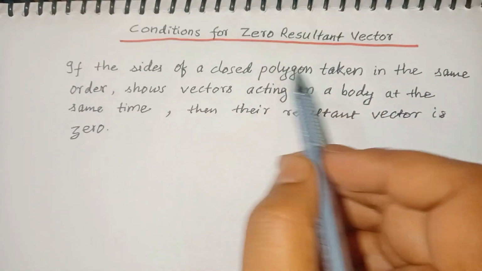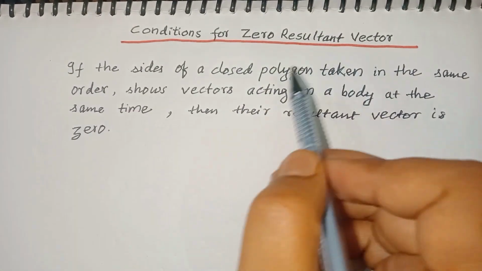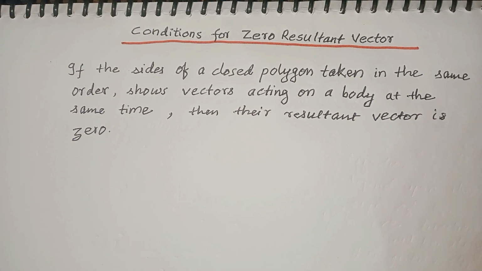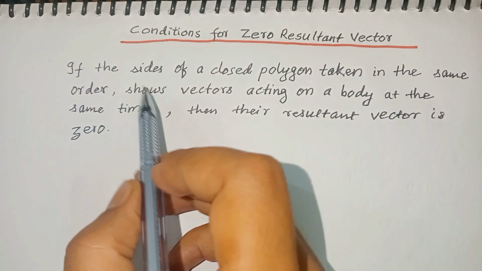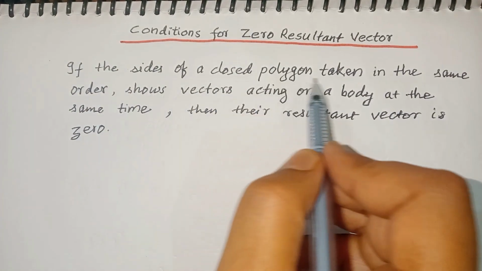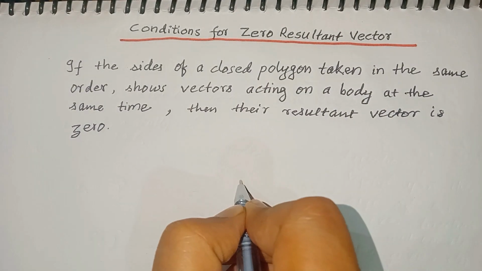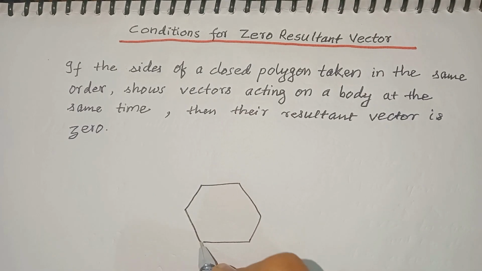Let us study conditions for zero resultant vector. What are the conditions where the vectors have zero resultant? Here it is written, if the sides of a closed polygon are taken in the same order. Suppose, let us say, a closed polygon in this way. This is a closed polygon, okay?